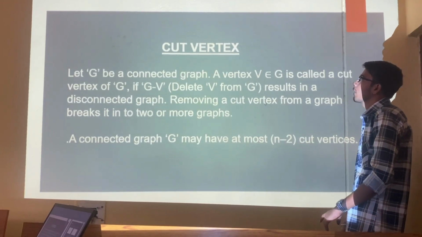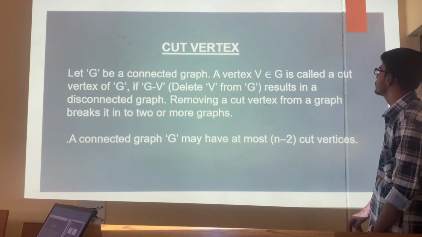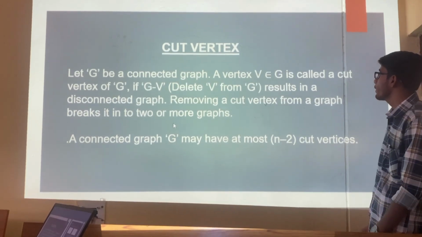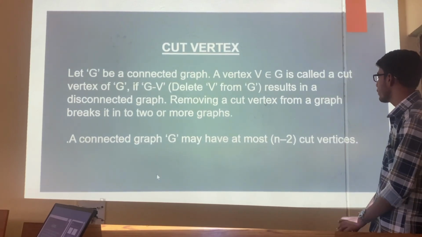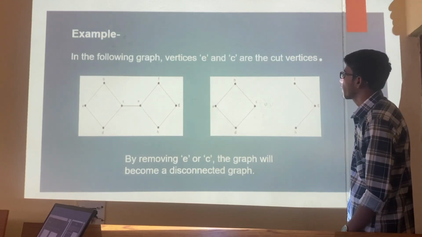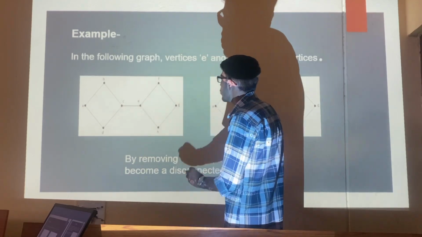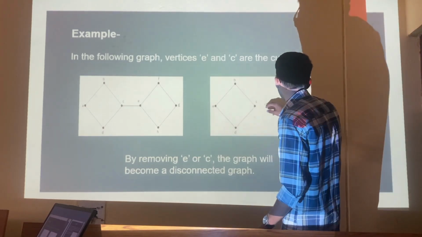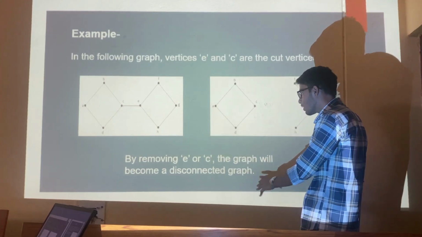Now, the next topic in connectivity is cut vertex. Let G be a connected graph. A vertex V belonging to G is called a cut vertex if its removal results in a disconnected graph. Removing a cut vertex from a graph breaks it into two or more graphs. A connected graph G may have at most n-2 cut vertices. In the graph, vertices E and C are the cut vertices. If we remove E, we get the graphs A, B, C, D and F, G, H. By removing E or C, the graph will become disconnected.